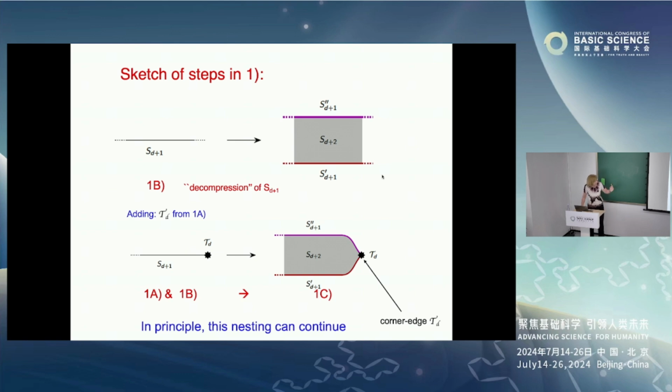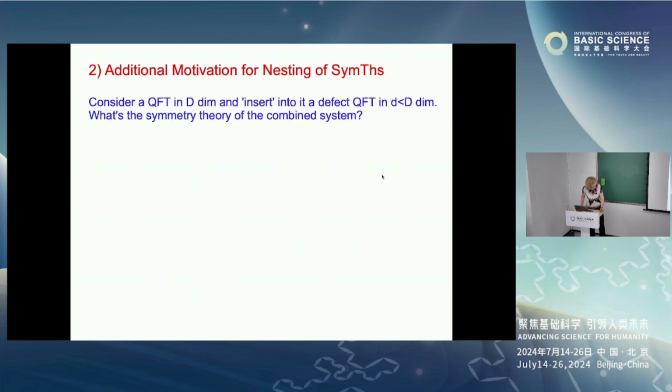So this nesting idea can actually be extended, and it could in principle continue. So this is sort of the foundational introduction of these nesting symmetry theories. Now, there is actually additional motivation for nesting of symmetry theories.